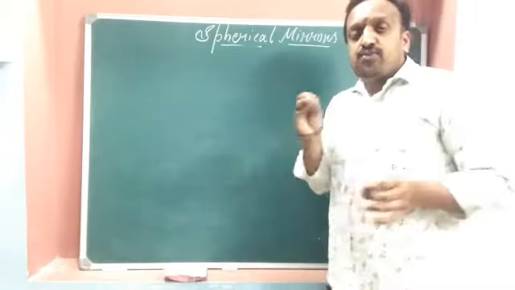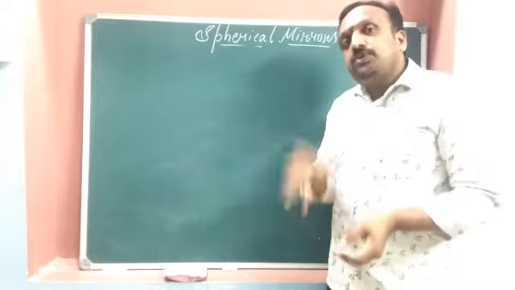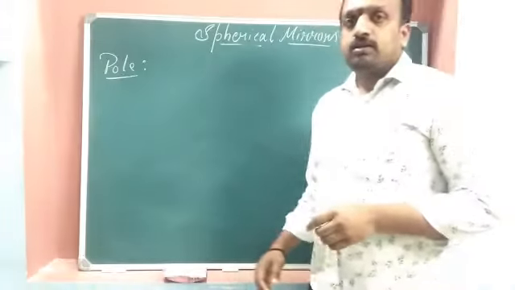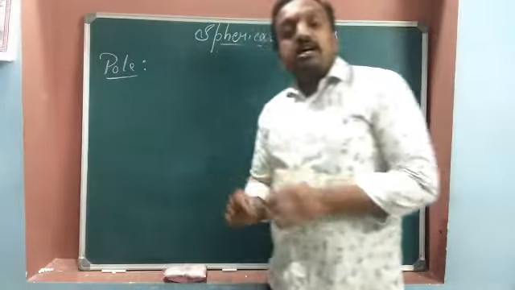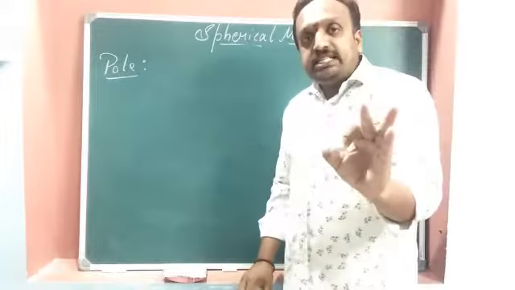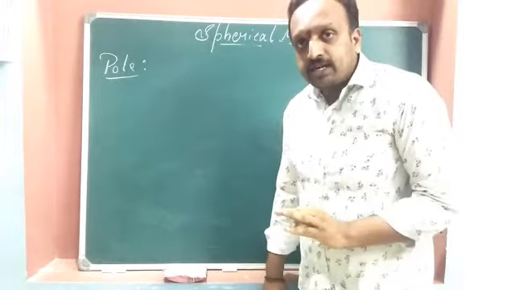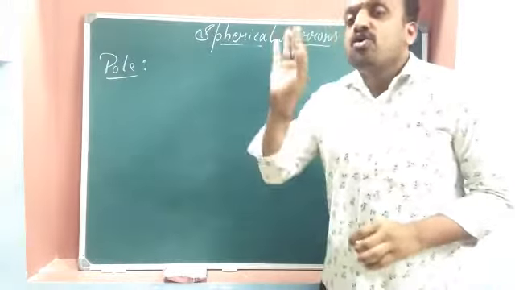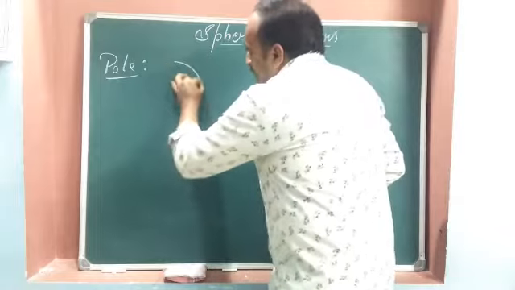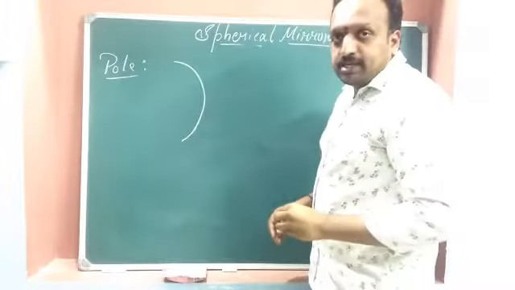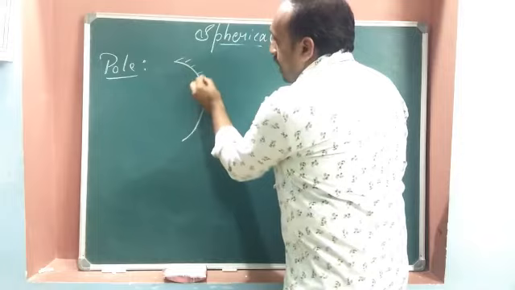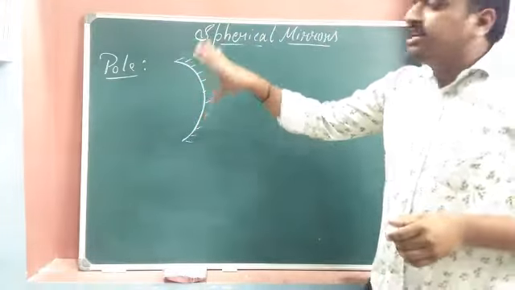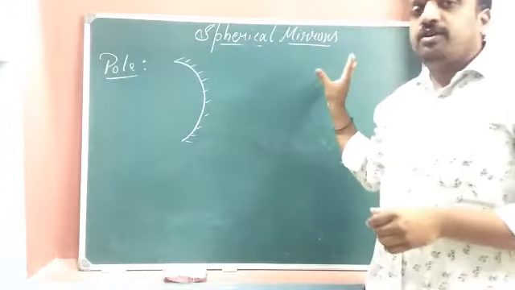Now let us study a few terms related to the spherical mirror. Pole. A pole is the geometric center of a spherical mirror. So it will be exactly at the center of the aperture. For example, let me take a spherical mirror, silver outside. So it is very clear that it's a concave mirror. That may be the concave or that may be the convex mirror.